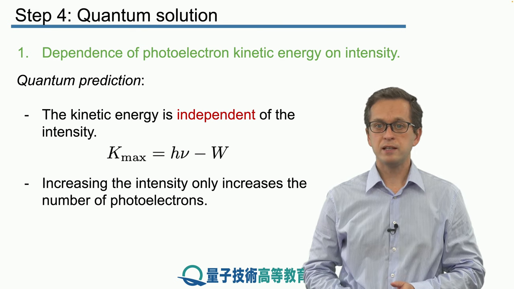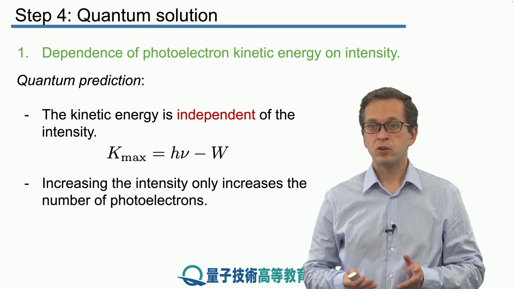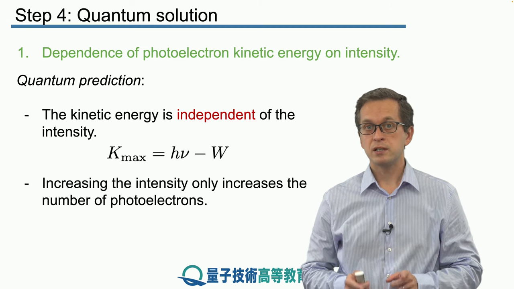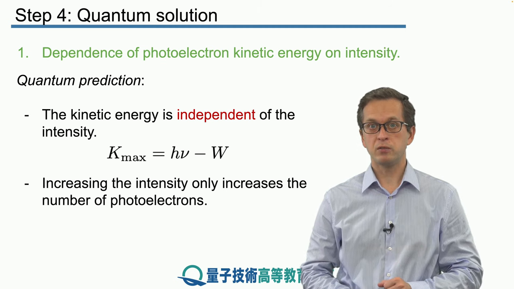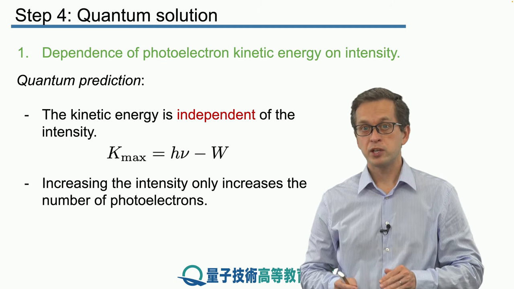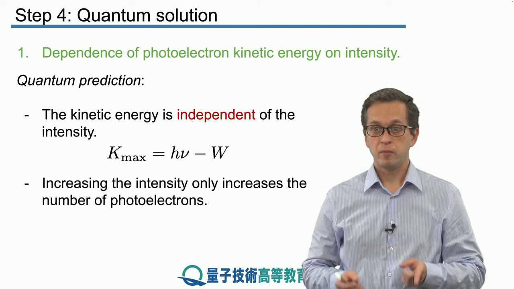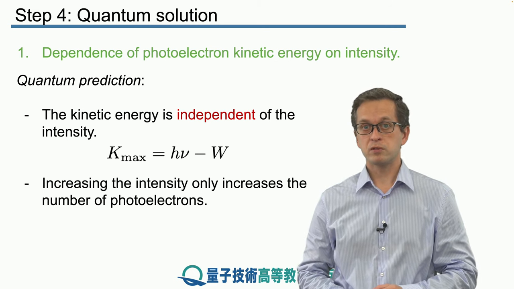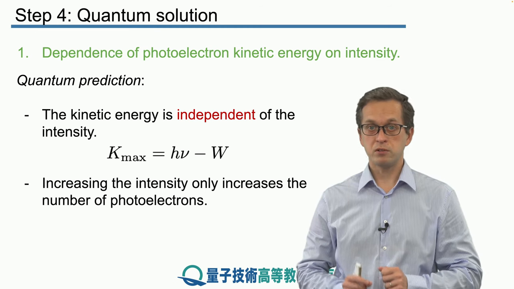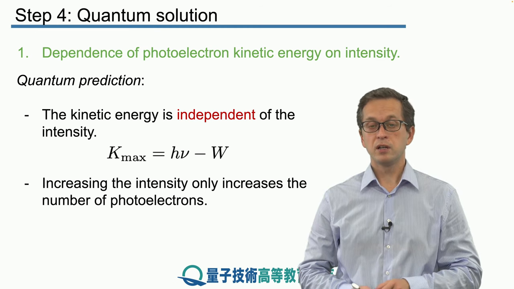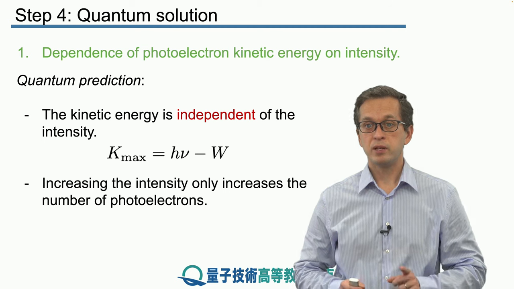So increasing the intensity has no effect on the kinetic energy. All it does is free more electrons because more photons are streaming into the metal. More electrons are ejected, therefore higher current is produced. But even though the number of photons is larger, resulting in the number of ejected electrons also increasing, the overall kinetic energy remains the same.